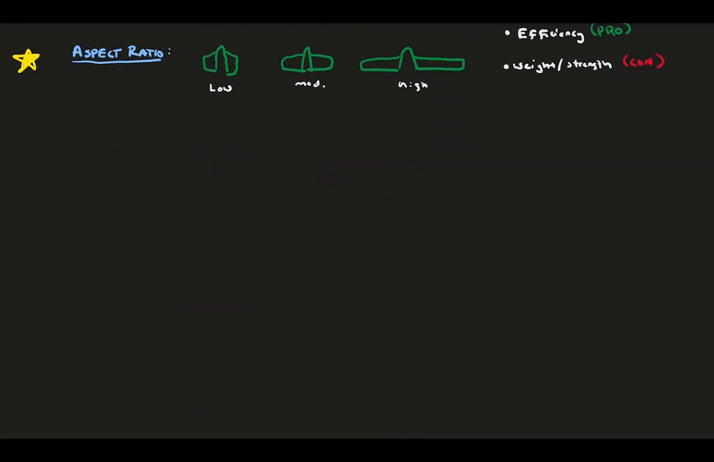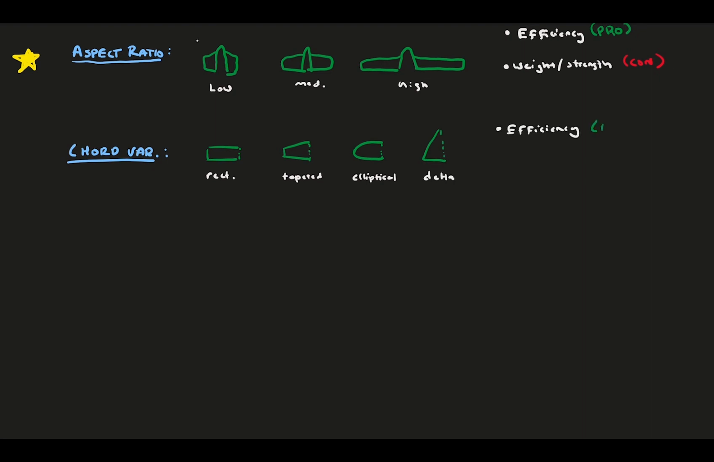Next, you can choose to either have the chord length be constant along the span with a rectangular wing, or you can vary it. Tapered and elliptical shaped wings are typical, and delta wings are common in more aggressive aircraft. Altering this parameter impacts your induced drag and efficiency, though it comes at a penalty in controllability and separation characteristics of the foil.